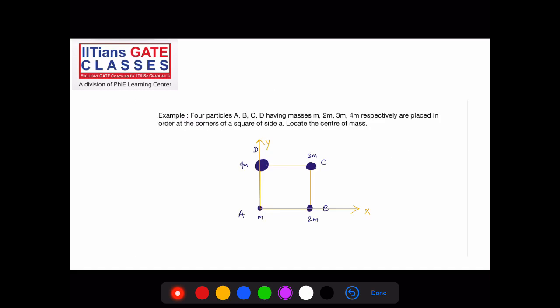So invariably the force of gravity remains constant throughout the body. So let us do an example to understand how to apply the formula. Four particles A, B, C, D have masses m, 2m, 3m and 4m respectively and are placed in order at the corner of a square of side a. Locate the center of mass. So there are four particles, particle A of mass m, particle B of mass 2m, particle C of mass 3m and particle D of mass 4m.